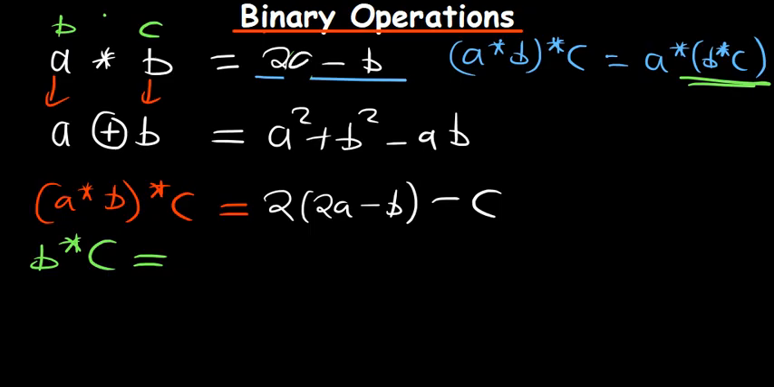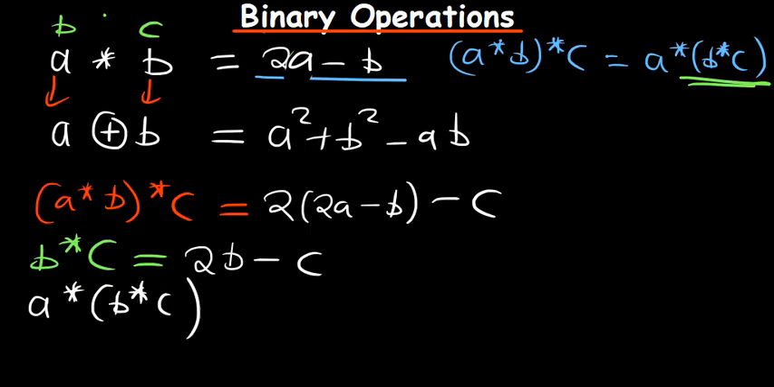That's an A. So we're going to have 2B minus C. Now we can straight away find A star B star C. Now where is B star C? Don't forget that we found 2B minus C. So that's 2B minus C. So if we're going to find A star B star C, B star C is 2B minus C.